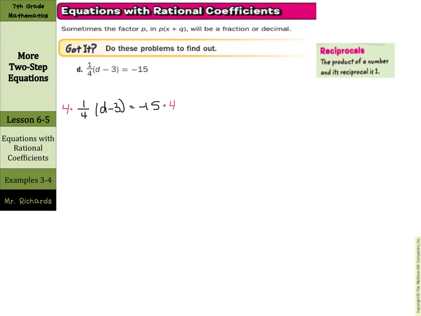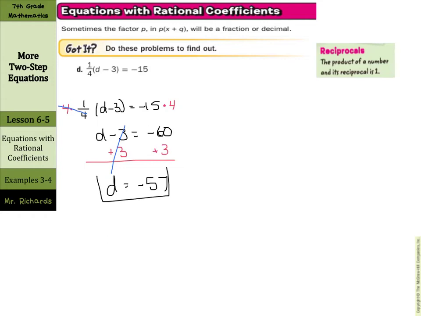Because if we multiply by 4 on both sides, this cancels, and we are left with d minus 3 equals negative 15 times 4, which is negative 60. And now we have a one-step equation. Add 3 to both sides. This cancels, and we're left with d equals negative 57. And that's the answer. That's it. We multiplied by 4 on both sides, which is the reciprocal of 1/4. Then we added 3 and had our solution.